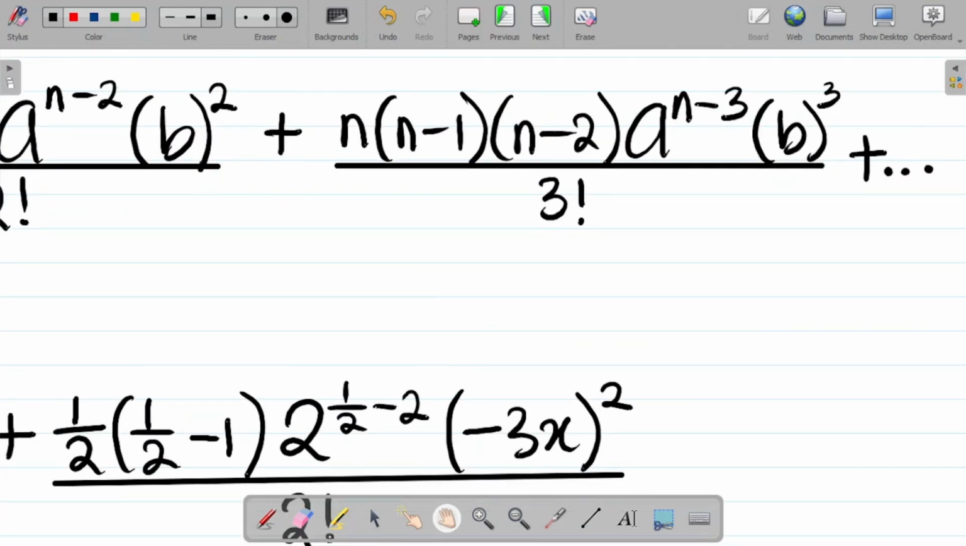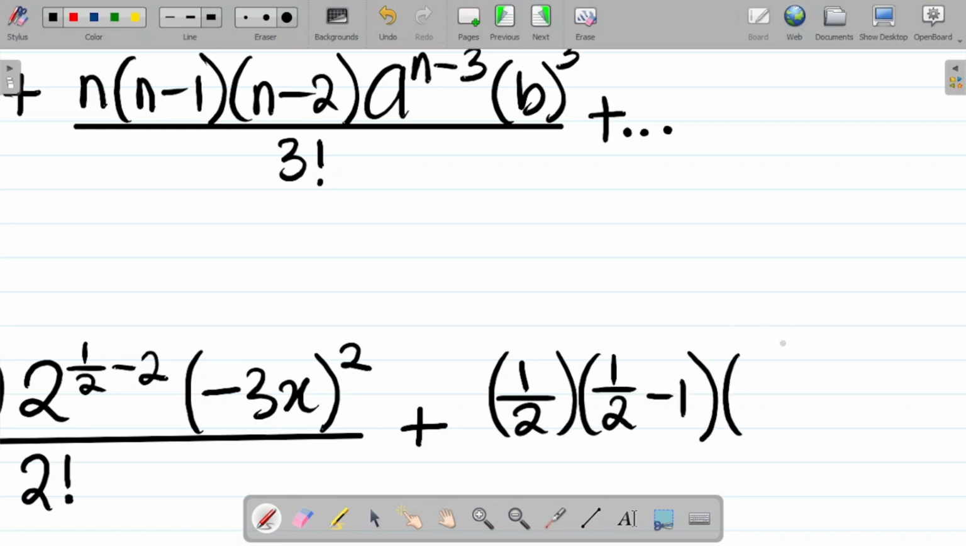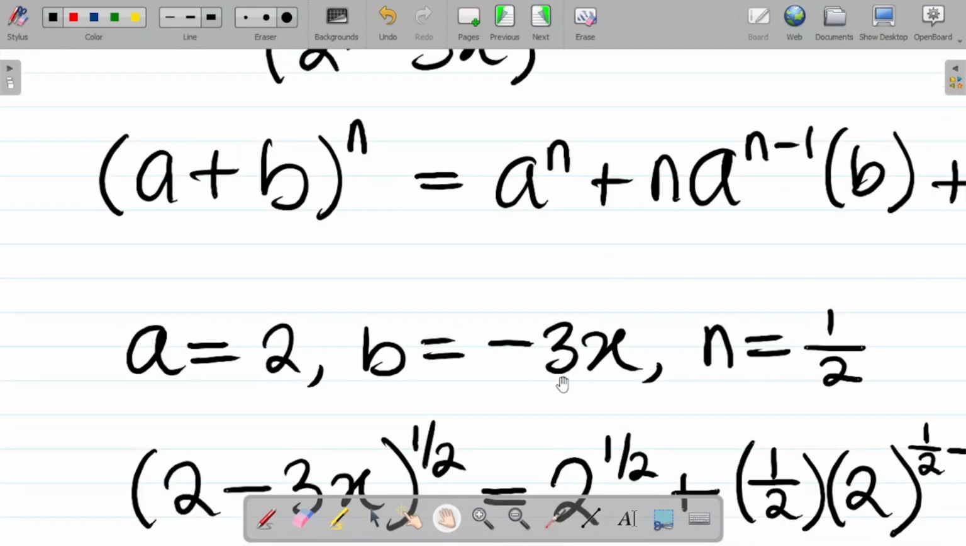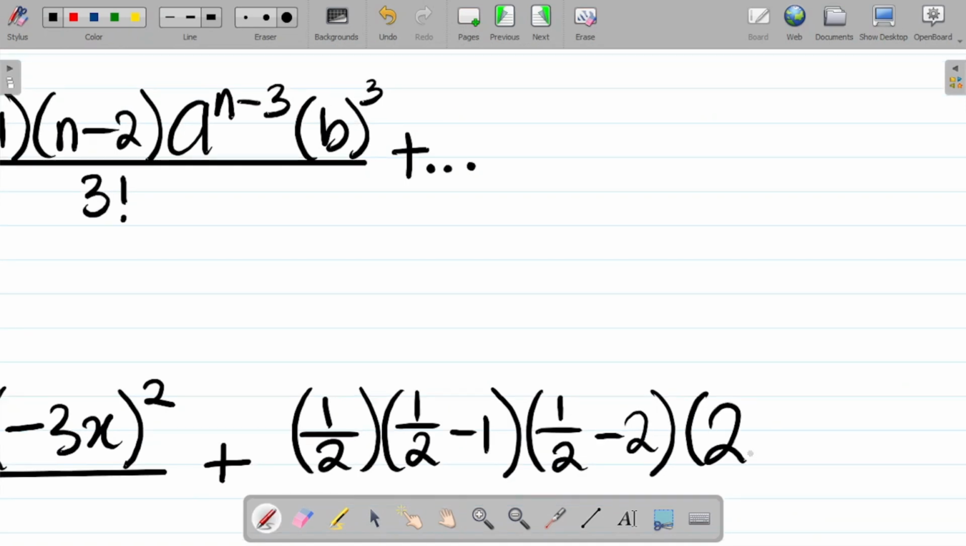The next thing we have there is plus, that's this plus here. So it becomes plus, I have n into n minus 1, n is 1 over 2, so it becomes 1 over 2 into 1 over 2 minus 1, into n minus 2, 1 over 2 minus 2, into a. Going back to check, the value of a is 2, so it becomes a to n minus 3. That becomes 2 to the power 1 over 2 minus 3, into b to power 3.